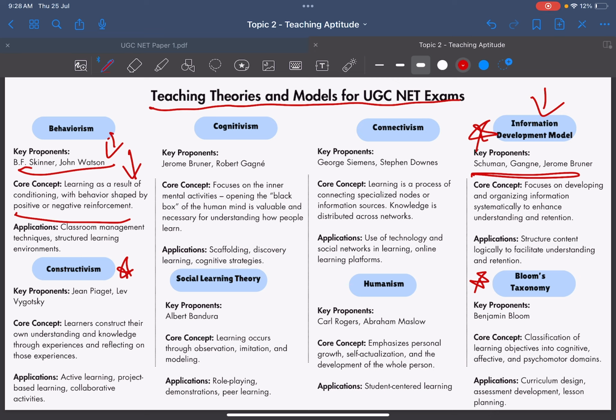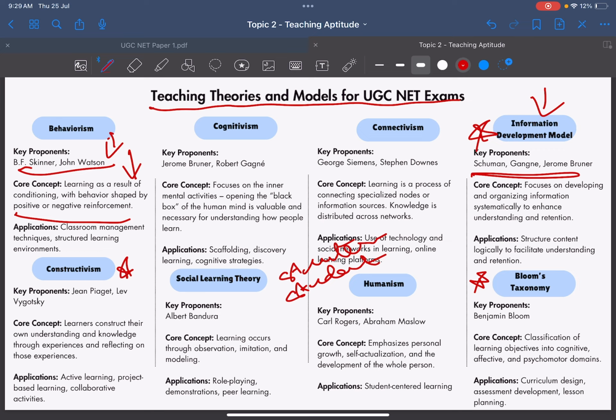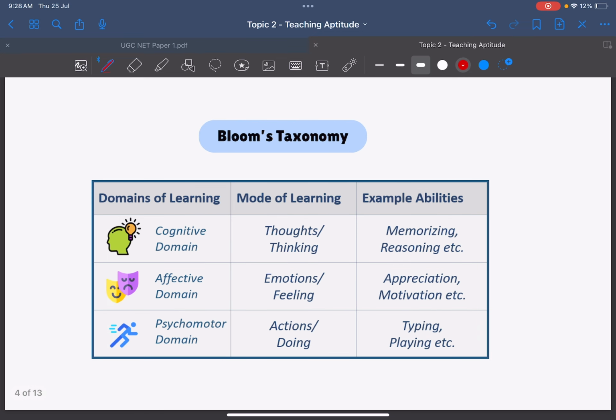All right, there is one more question that might be popping up in your head, which is why do we need teaching theories? We basically need teaching theories because they help us understand the cognitive development of students so that we can better enhance their retainment and engagement. For now, let's move on to the first major teaching theory, which is Bloom's taxonomy.